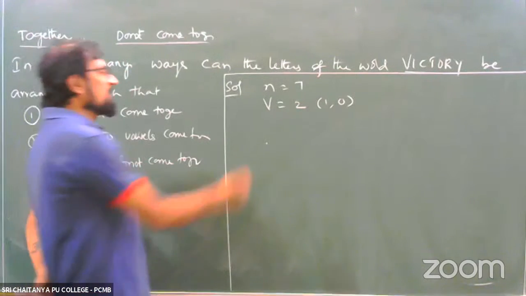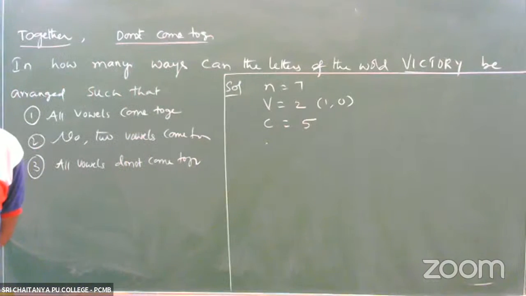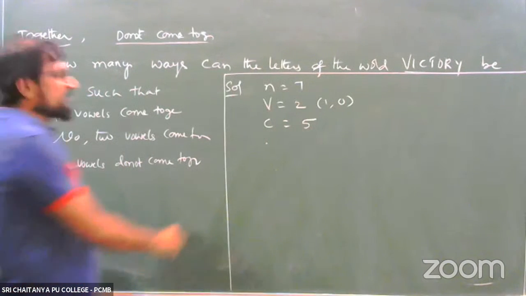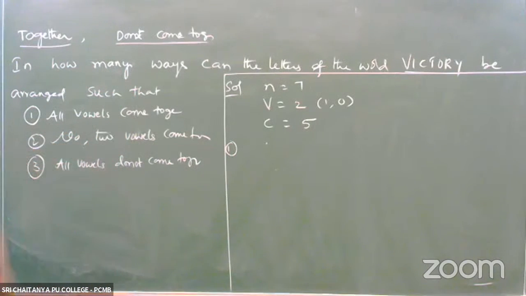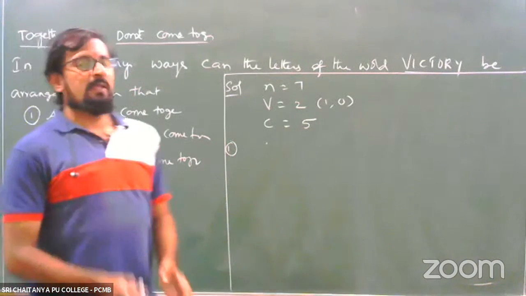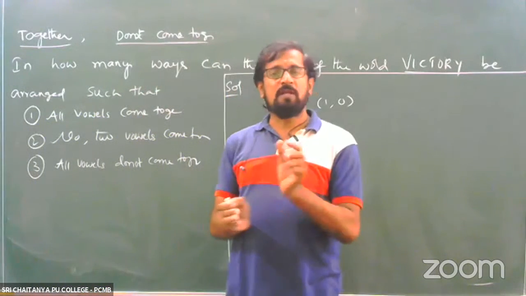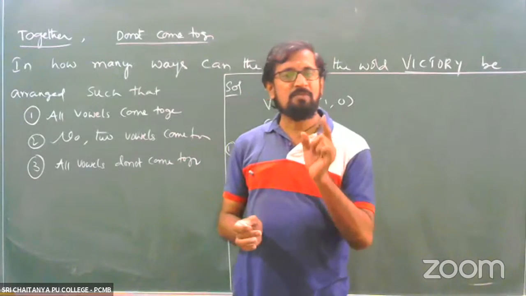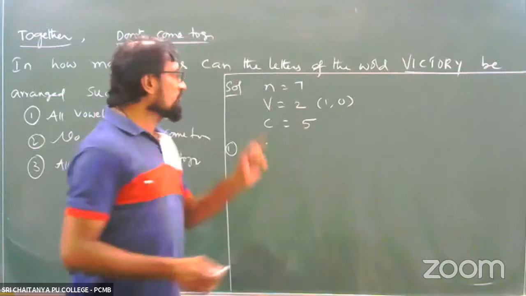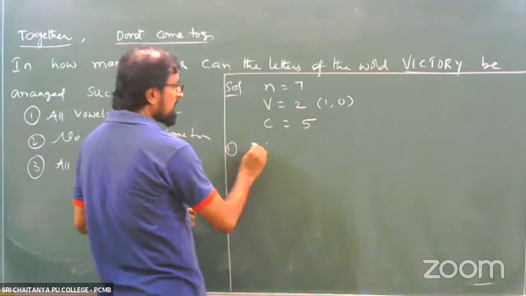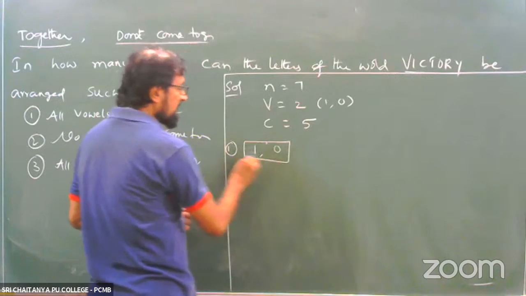And the remaining are consonants, which is equal to 5. Now he asked you the first question: all vowels come together. If any quantity is to come together, then you should consider that quantity as one unit. That means here, consider these two vowels, I comma O, as one unit.